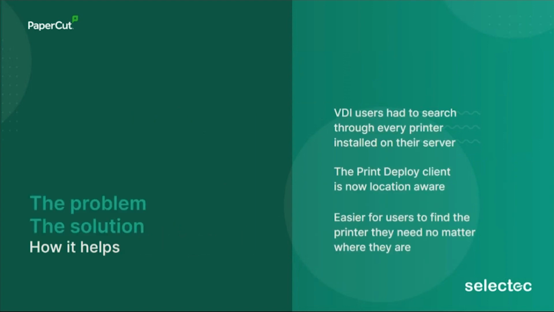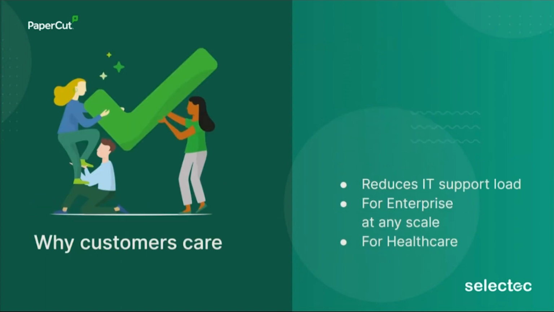VDI users had to search through every printer installed on their server, particularly problematic in large organizations that might have thousands of devices. The Print Deploy client is now location aware, so users can be served only the relevant printers they need. Easier for users to find the printer they need no matter where they are, reducing their IT support load and cost.